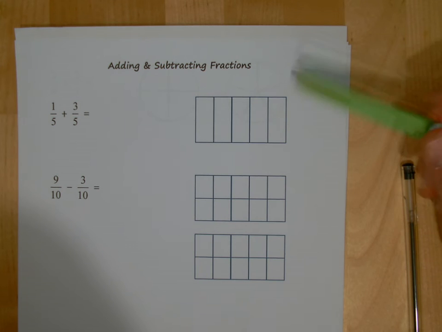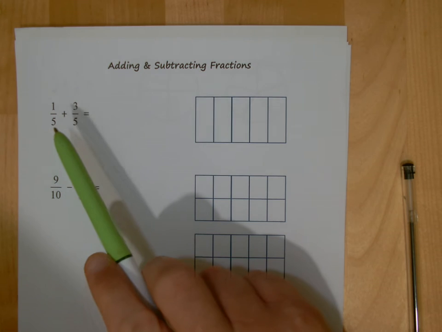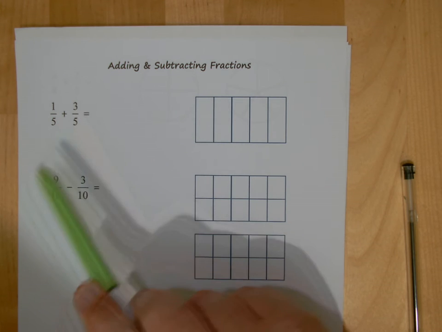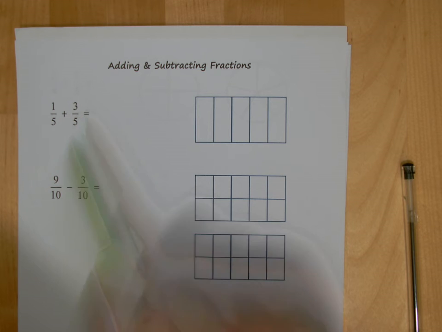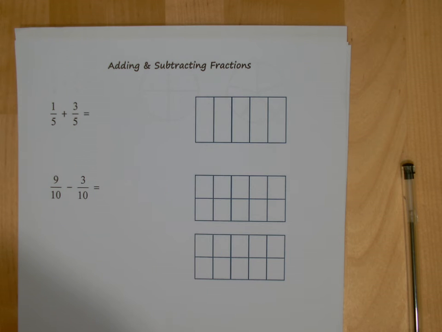Okay, adding and subtracting fractions. So let's look at the first one here. If I've got 1/5, add 3/5. The question is then, what would that become when we add those two fractions together?